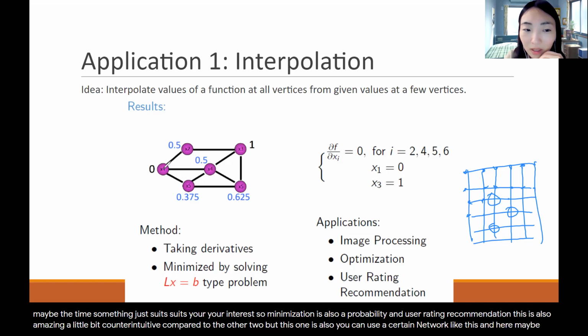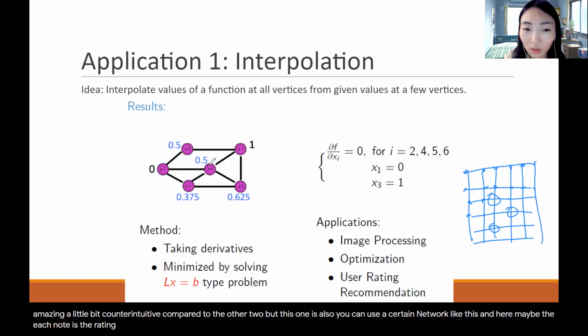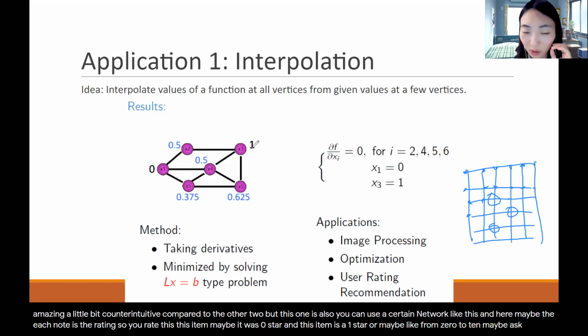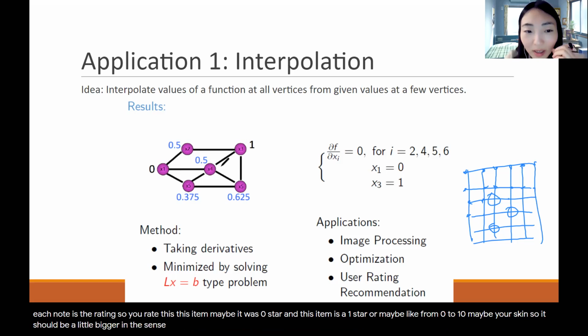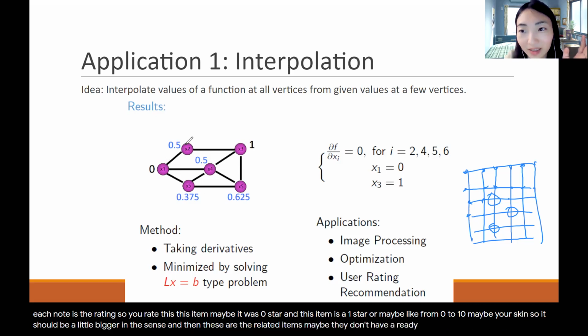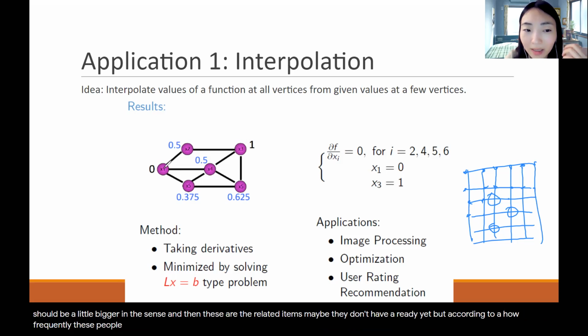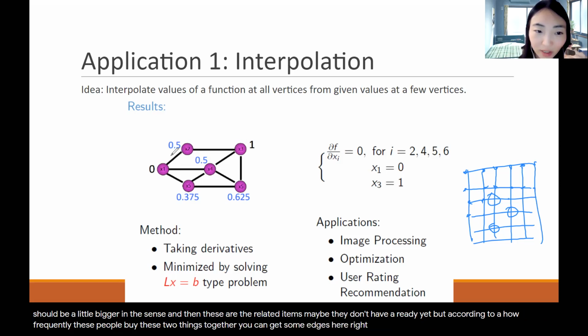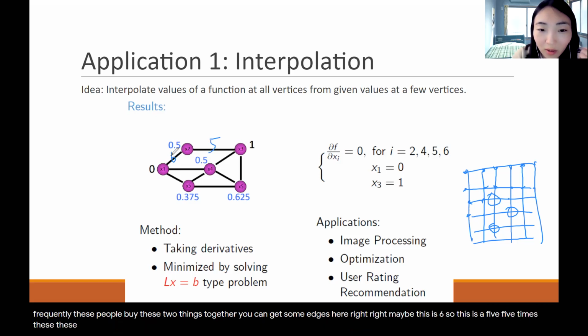And here, maybe each node is the rating. So you rate this item maybe 0 stars, and this item is 1 star, or maybe from 0 to 10, maybe your scale should be a little bigger in this sense. And then these are the related items. Maybe they don't have a rating yet, but according to how frequently these people buy these two things together, you can get some edges here, right? And maybe these edges also have weights, right? Maybe this is 6, this is 5 times these two things are purchased together, and you get this graph, right?